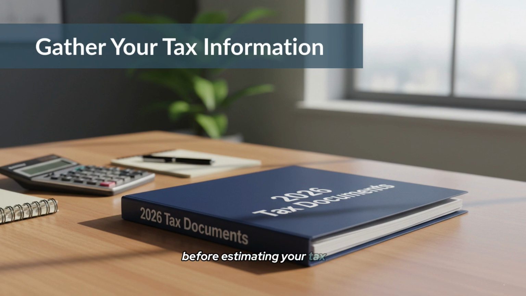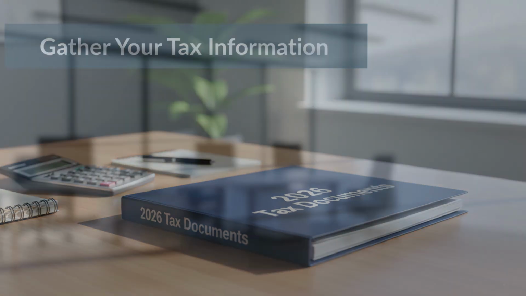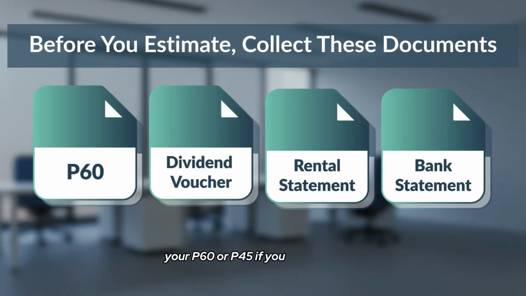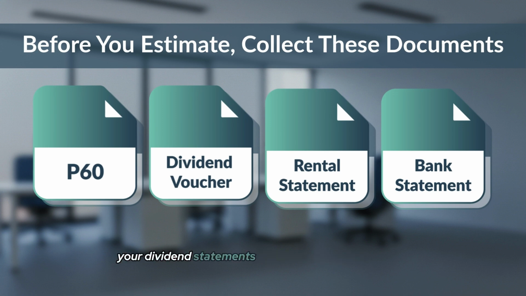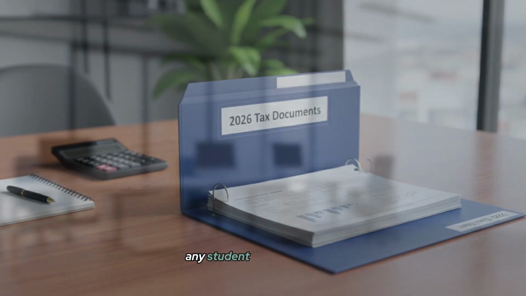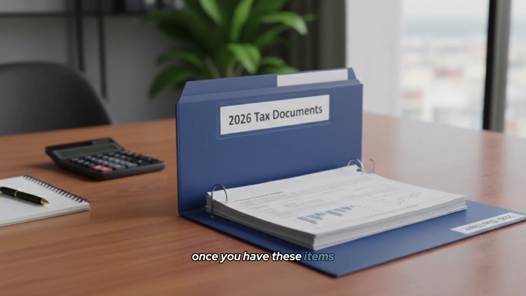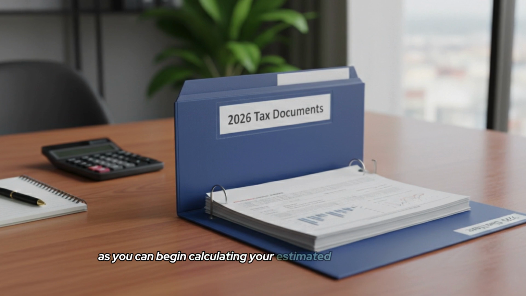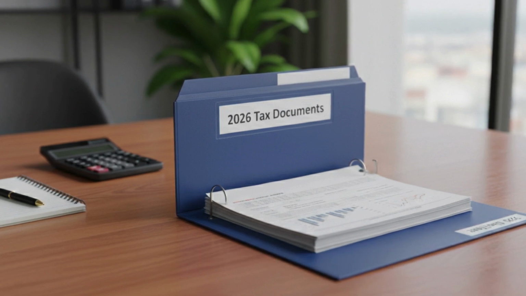Before estimating your tax bill, gather the following information: your P60 or P45 if you are employed, your dividend statements, your bank interest summary, your rental income records if you are a landlord, your crypto or capital gains summary, your total self-employed income and expenses, any student loan information. Once you have these items, you can begin calculating your estimated tax bill accurately.